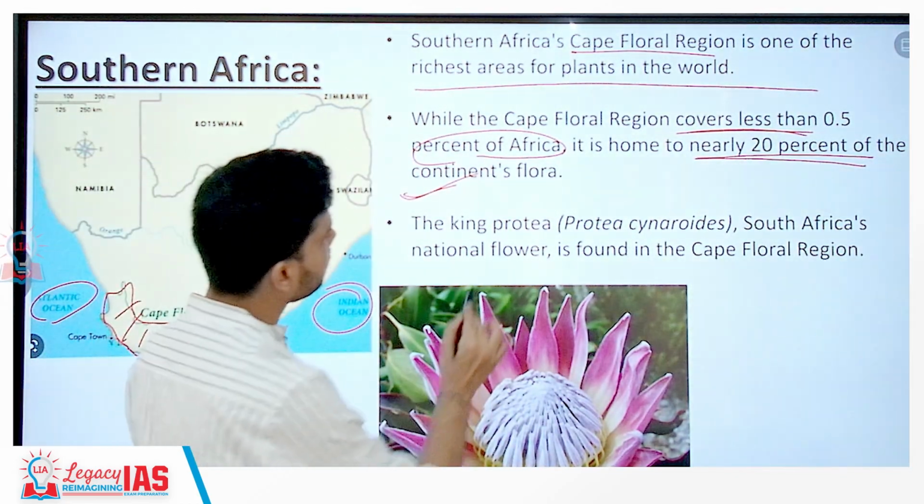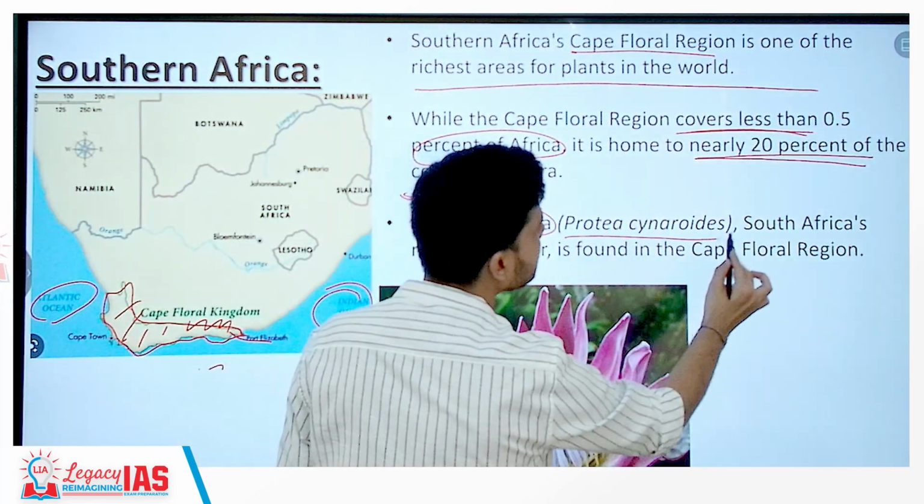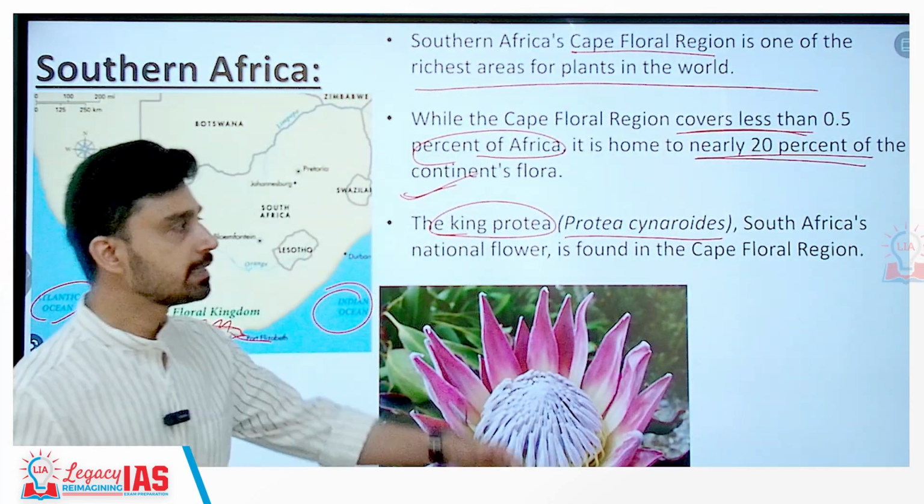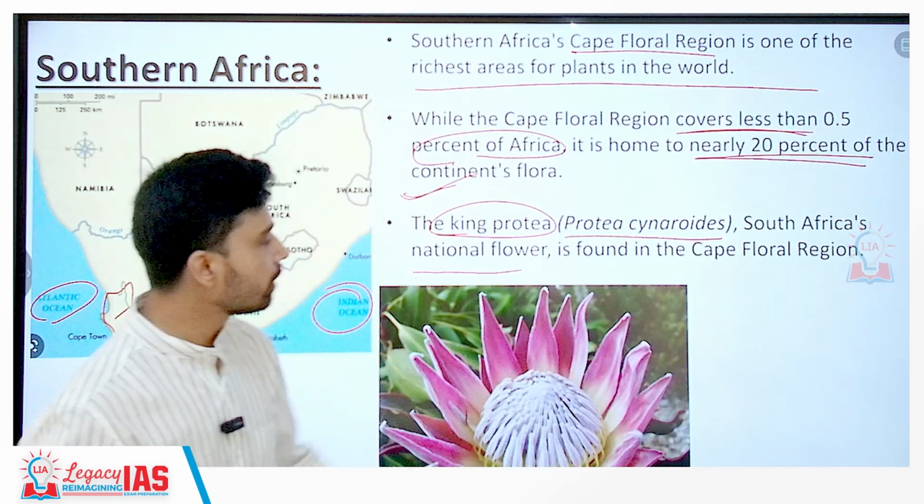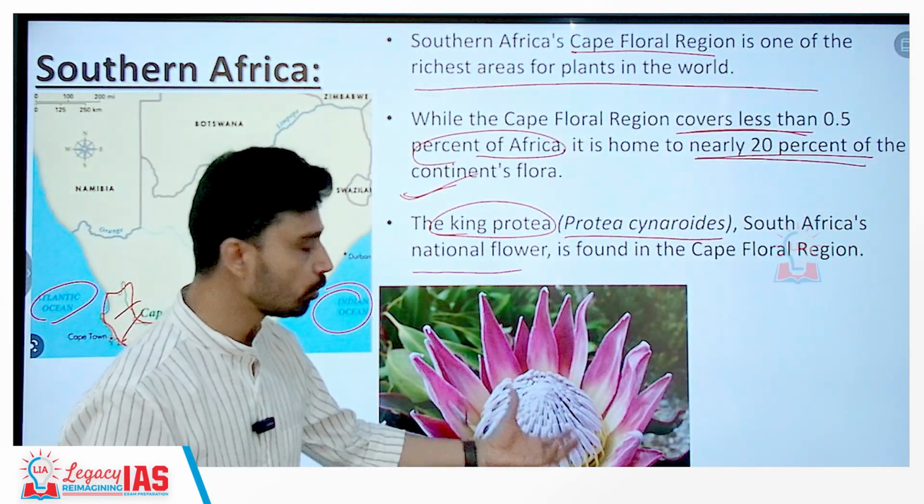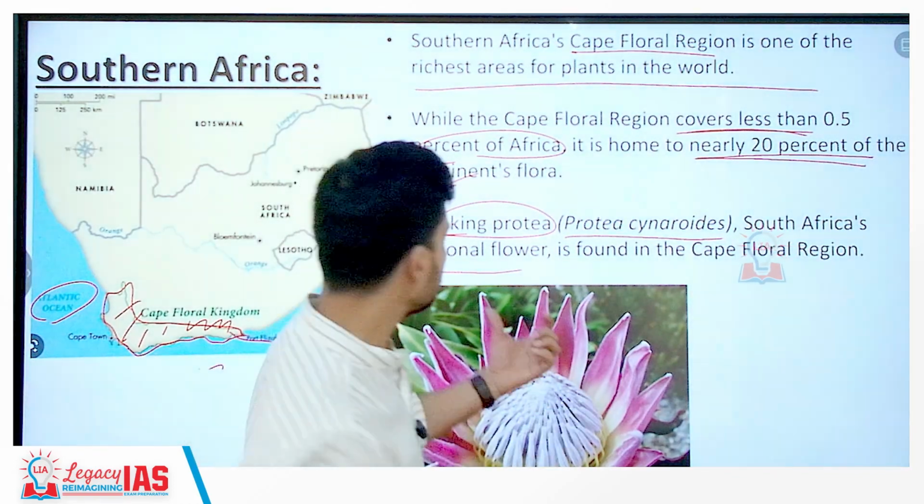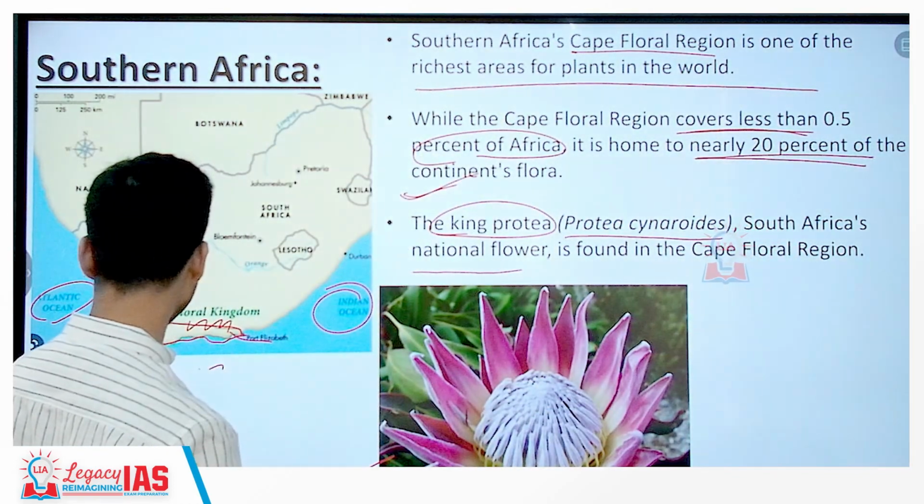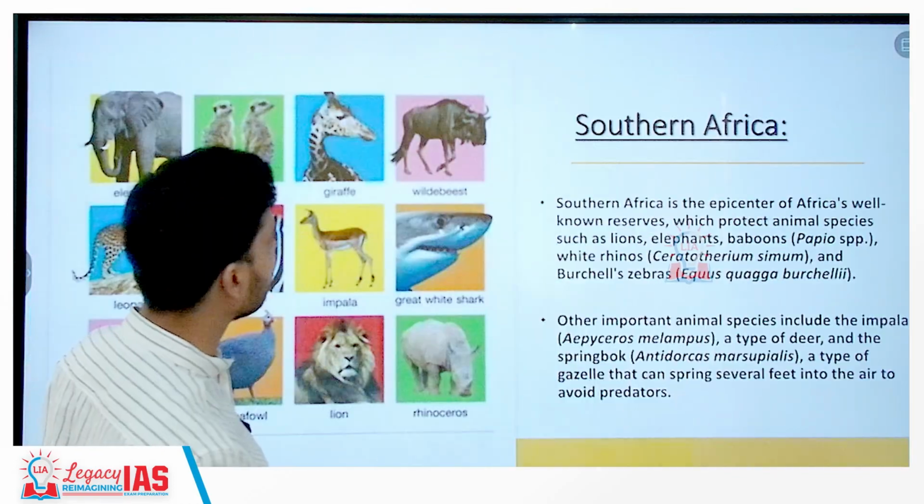And here the king protea, or Protea cynaroides as it is called, South Africa's national flower, is also found. This is the Protea cynaroides or king protea, the image that you see here. So this is part of the Cape Floral Kingdom, and also the national flower of South Africa.